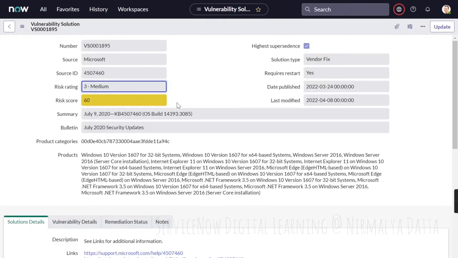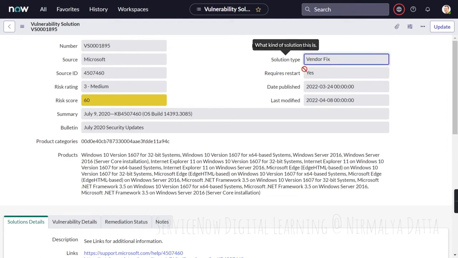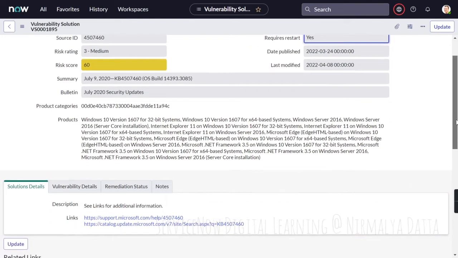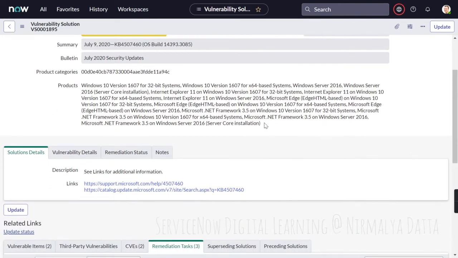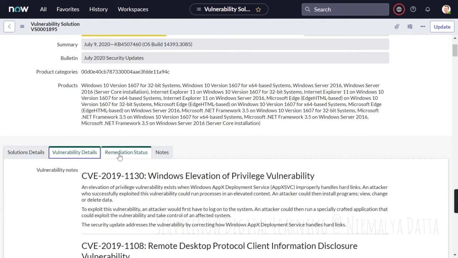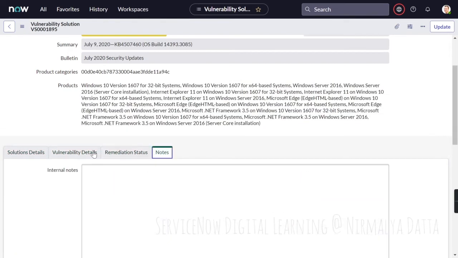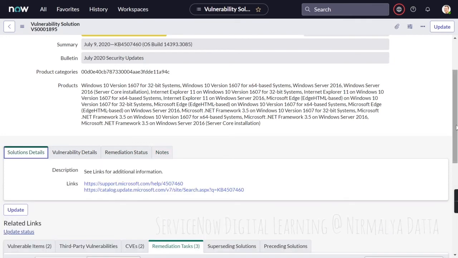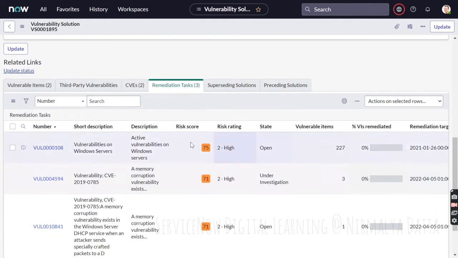the solution states how this particular vulnerability can be remediated on a configuration item. So it tells you about the risk rating, the risk score, what is the source of this particular solution, whether it's a vendor fix or a different kind of fix, whether it requires a restart of the system or not, when this solution was published or last modified, and what are the products on which this solution works. It also provides the vulnerability details and the remediation status. It provides the notes where you can note down several things related to this particular solution.